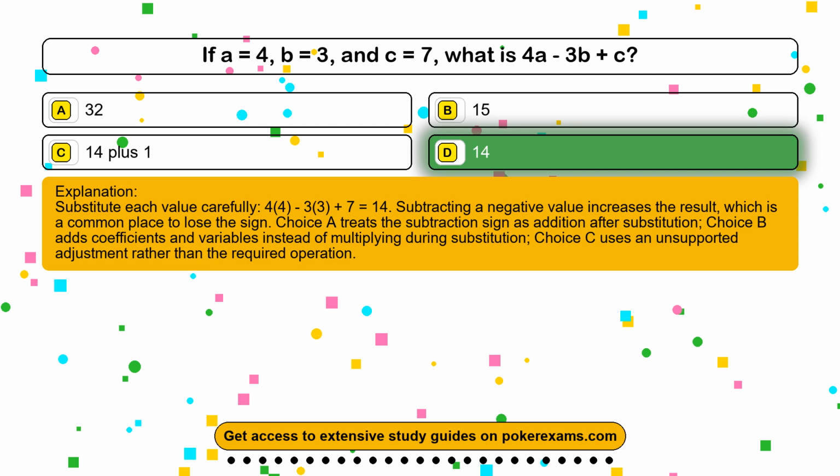Substitute each value carefully. 4(4) minus 3(3) plus 7 equals 14. Subtracting a negative value increases the result, which is a common place to lose the sign. Choice A treats the subtraction sign as addition after substitution. Choice B adds coefficients and variables instead of multiplying during substitution. Choice C uses an unsupported adjustment rather than the required operation.